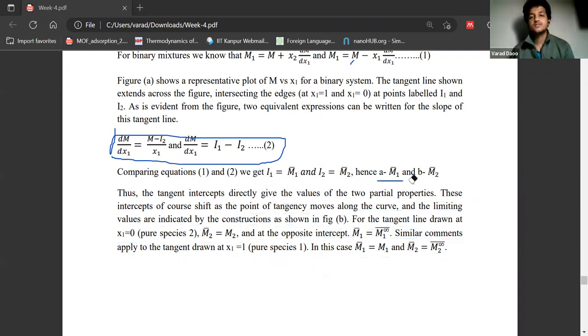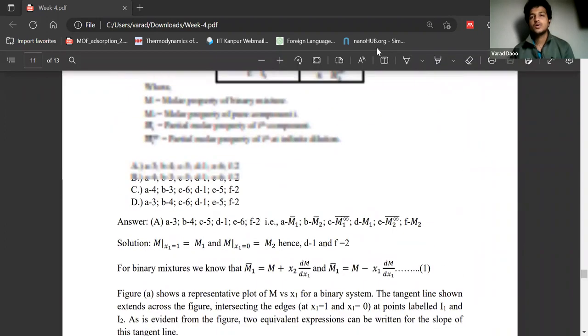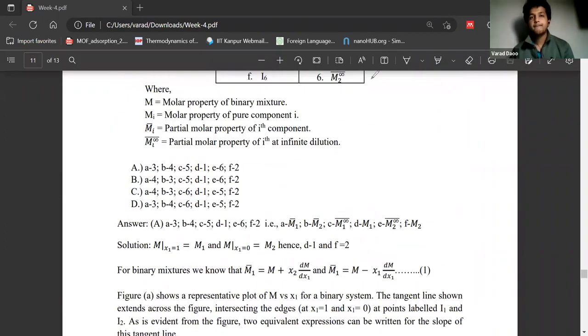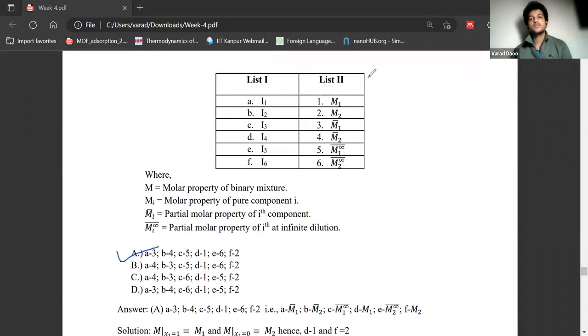Hence the correct answer is option A. Right? Anybody has any doubts? So I hear no comments, no chat. I hope that this question was clear to everyone, as also all the questions which we have taken till now.